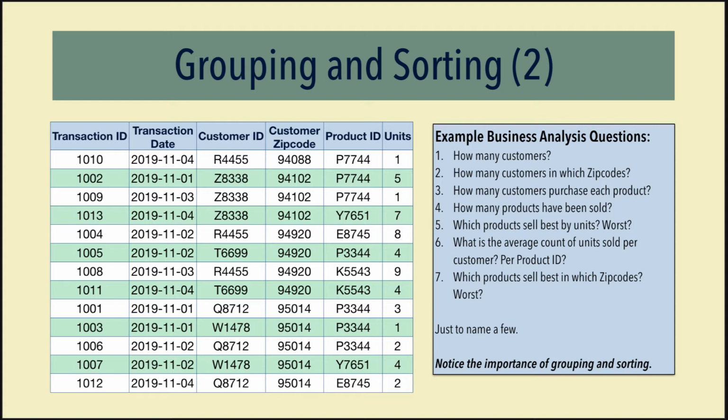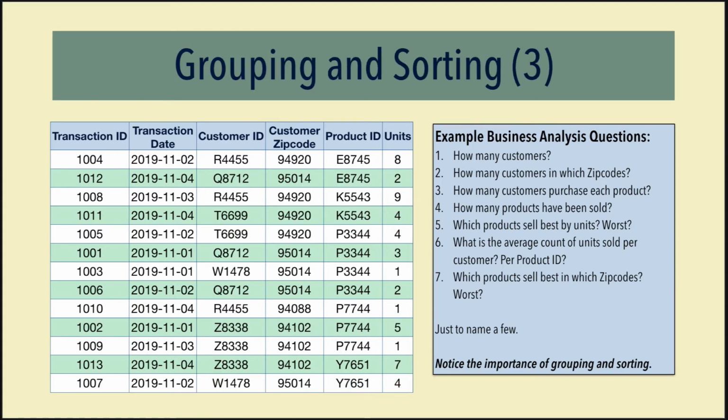Let's look at yet another example. So here's example 3. What's different about this example? This version of the data set is sorted by product ID. So now we could answer such questions as, how many of each product did we sell? So product E8745, we sold 10.